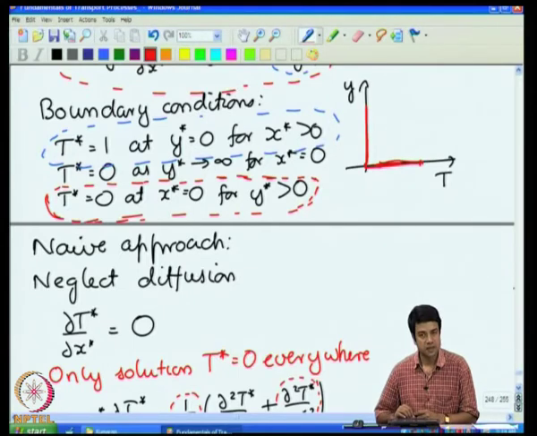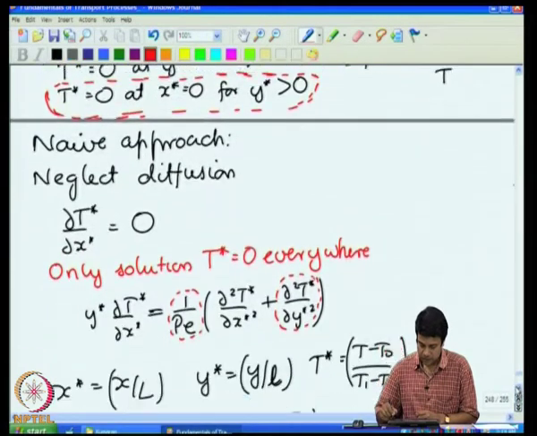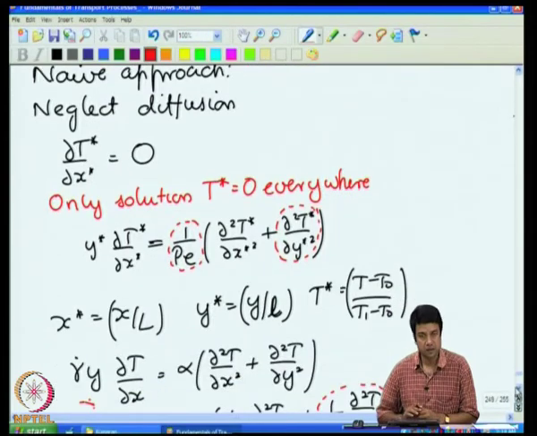Of course, that does not satisfy the boundary condition that T star has to be equal to 1 on the plate surface itself. And I had explained to you why, mathematically, there was this contradiction. The diffusion terms contain the highest derivative. They contain the second derivative with respect to the y coordinate. And therefore, we have two boundary conditions which can be satisfied in general.